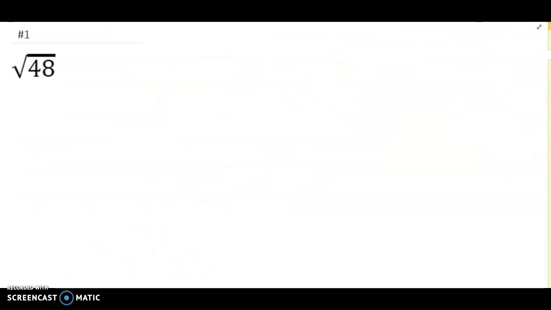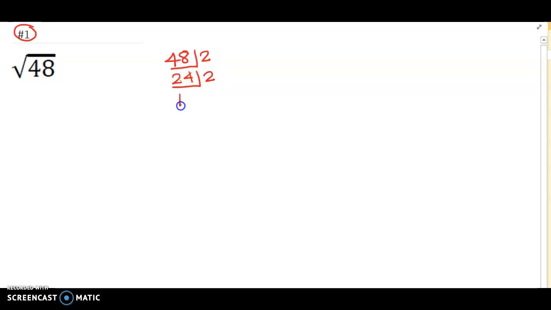All right, so let's look at example 1 on your worksheet, okay? And example 1 is the square root of 48, okay? So I'm going to go ahead and break 48 down, okay? Well, I know it's even, so 2 goes into 48. 48 divided by 2 is 24. Well, 2 goes into 24.